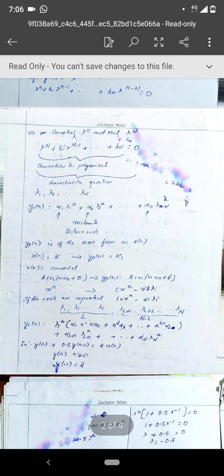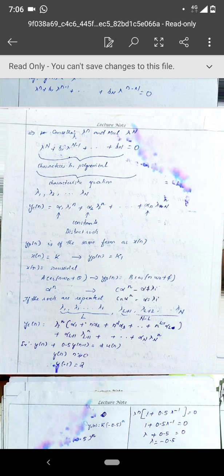a result like lambda raised to capital N plus b1 lambda raised to capital N minus 1 plus ... plus bN, that is equal to 0. The left hand side of that is called the characteristic polynomial, and the entire thing is called the characteristic equation.